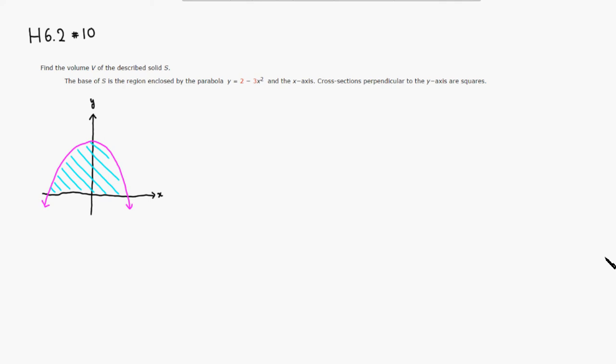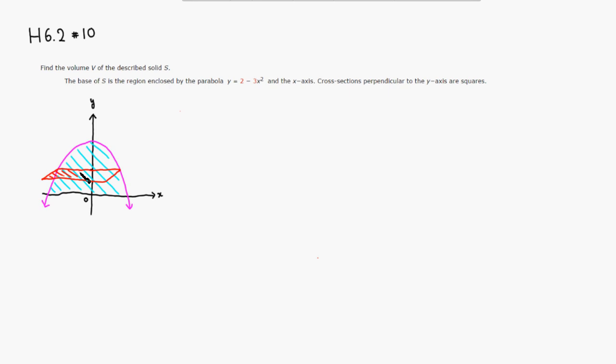Then what it says is the cross-section perpendicular to the y-axis. So if you slice it at that, you're going to have a square. I'm going to draw it a little bit pushed to the side so you can see the depth. So here, you have a square region there. So that's the square.